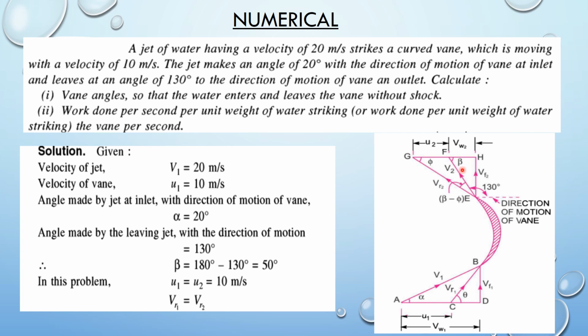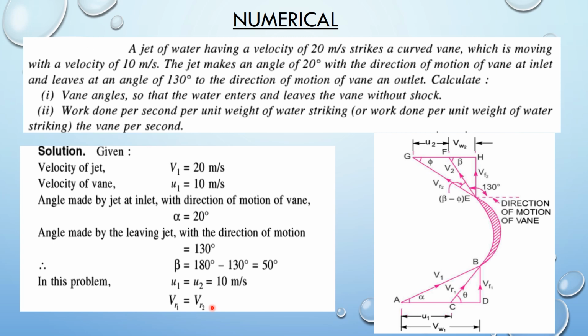So here again in this problem there is no loss due to shocks. Therefore u1 is equal to u2, which is equal to 10 meter per second. That is our velocity of the vane is 10 meter per second, and Vr1 is equal to Vr2. Therefore there is no loss.